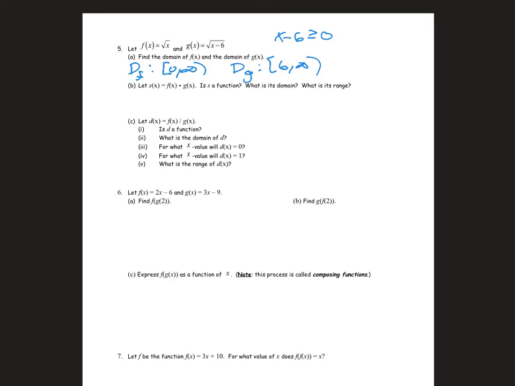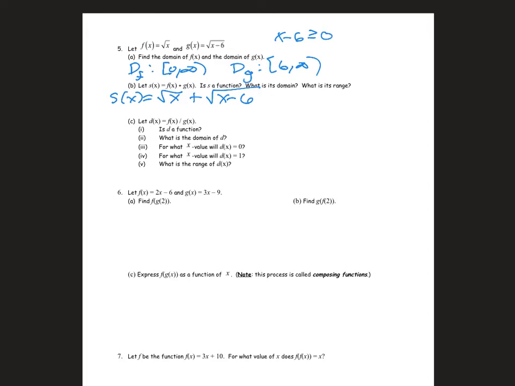Okay, so what about a new function that is s of x, which is formed by combining f of x plus g of x. So that function would be the following. S of x would equal f of x, which is root x, plus root x minus 6. Okay, so it indeed is still a function, as we discussed on the previous page.